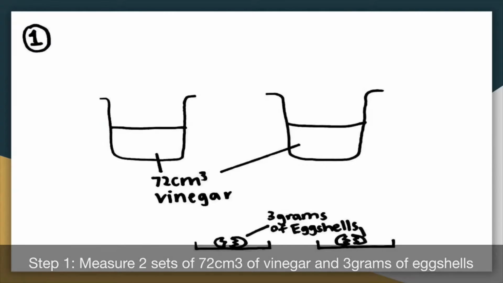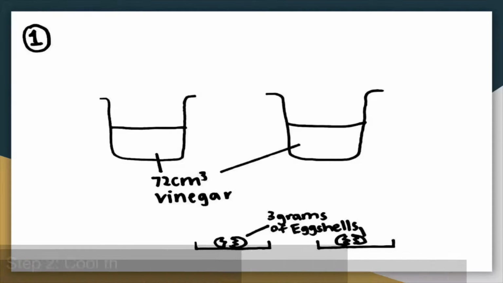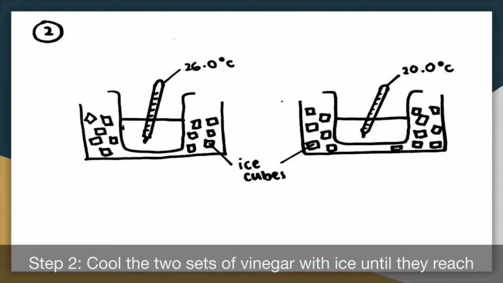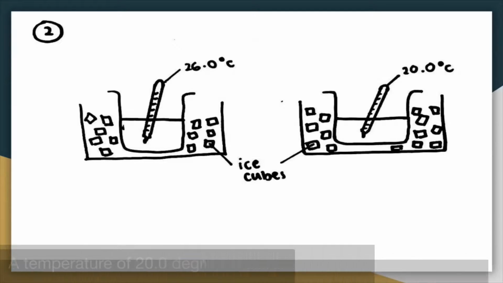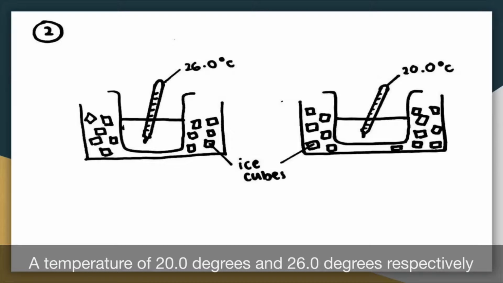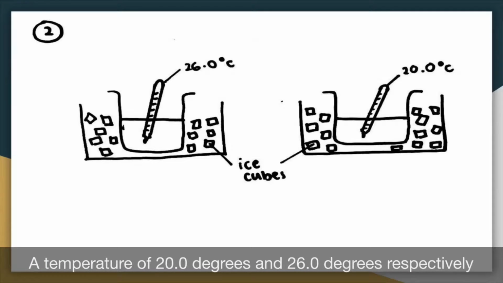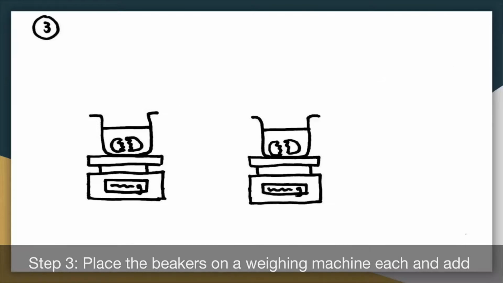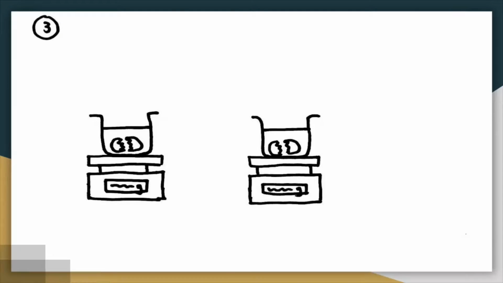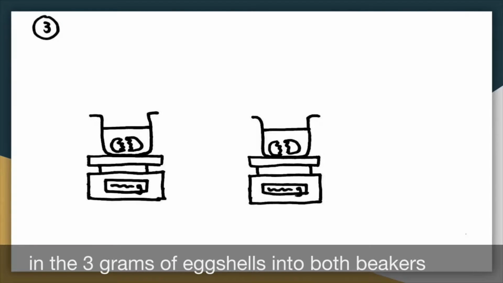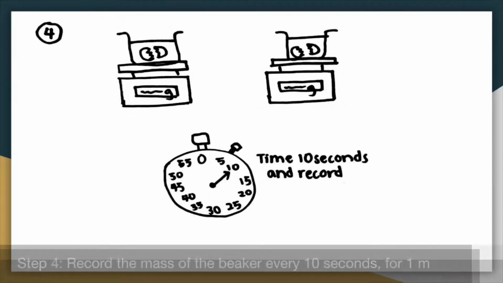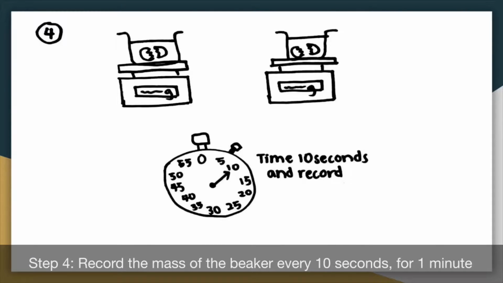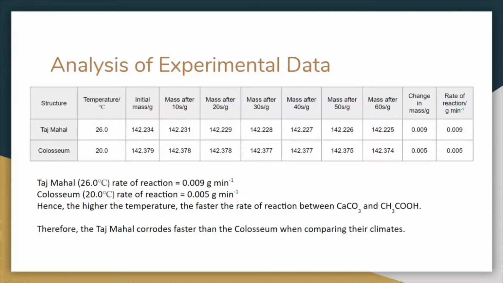Step 1. Measure 2 sets of 72 cm³ of vinegar and 3 grams of eggshells. Step 2. Cool the 2 sets of vinegar with ice until they reach a temperature of 20.0 degrees and 26.0 degrees respectively. Step 3. Place the beakers on a weighing machine each and add in the 3 grams of eggshells into both beakers. Step 4. Record the mass of the beaker every 10 seconds for 1 minute.